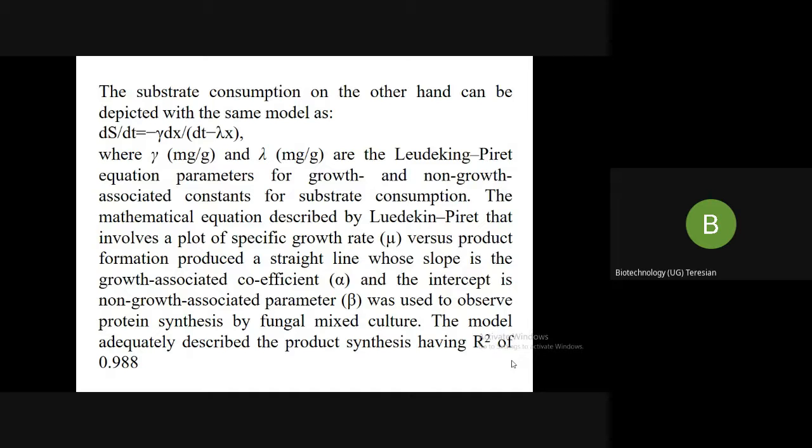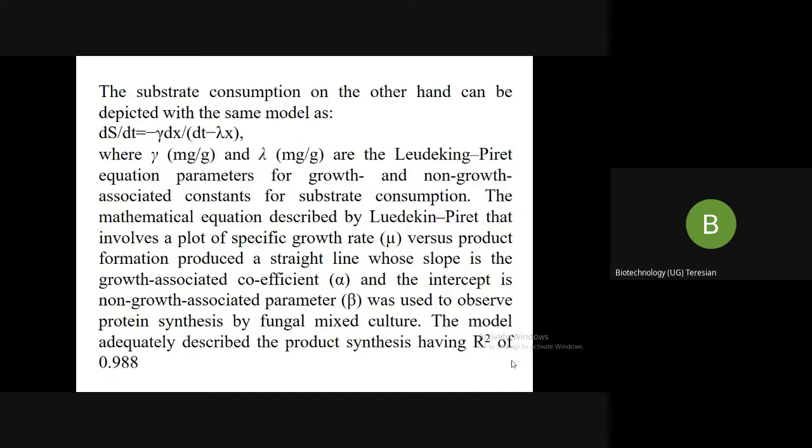So, what I told in my previous class, I told you that when we are speaking about the kinetics of product formation, we use this LP model, and this model was designed based on the gluconic acid production by a particular bacteria, and it showed a linear fashion of curve during the fermentation process. And this equation has been applied to characterize the product kinetics.